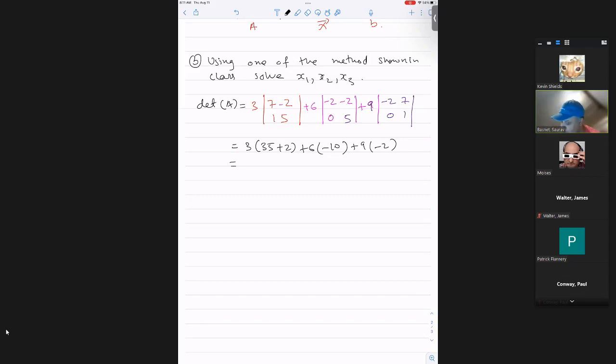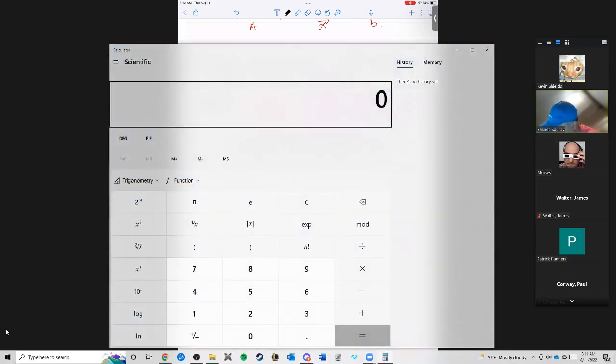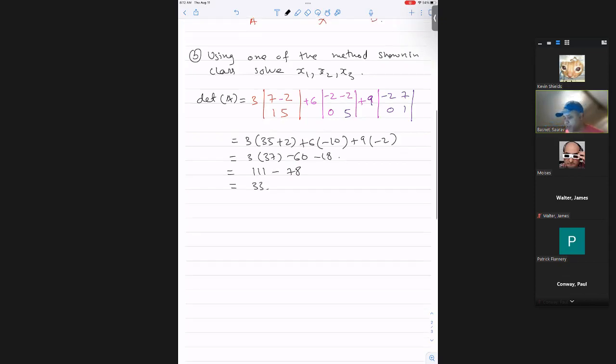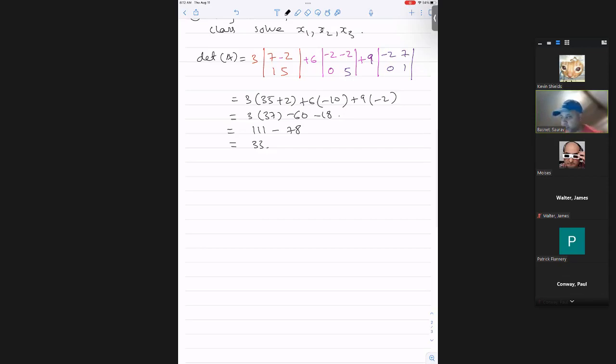So 37 times 3, 3 times 37. This is plus, and minus 60, minus 18. So 111 minus 78, so 33. So we can do this. Determinant is not equal to 0.